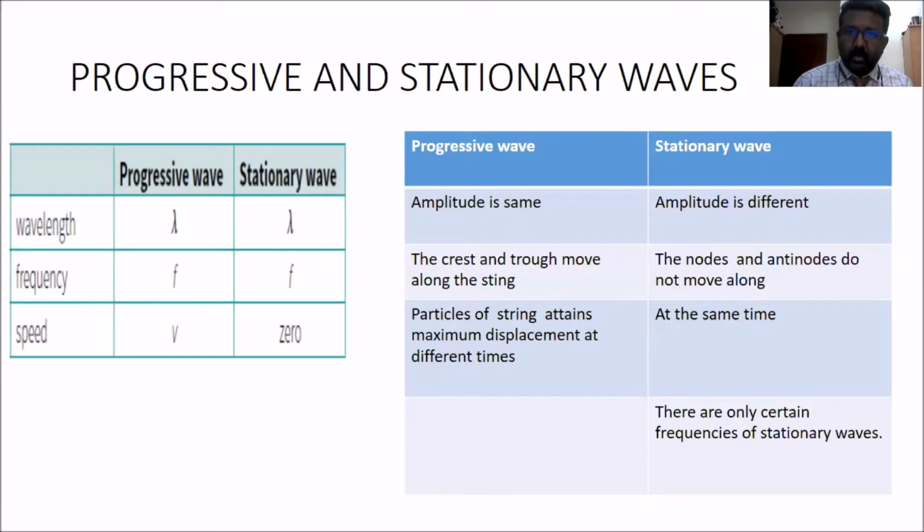In the case of amplitude, for a progressive wave, all particles will have the same amplitude, but for a stationary wave, the amplitudes are different. The crests and troughs move along the string, whereas in the case of a stationary wave, the nodes and the antinodes do not move along with the wave profile. In a progressive wave, particles of the string attain maximum displacement at different times, and for the stationary wave, the particles of the string attain maximum displacement at the same time. And there are only certain frequencies of stationary waves possible.